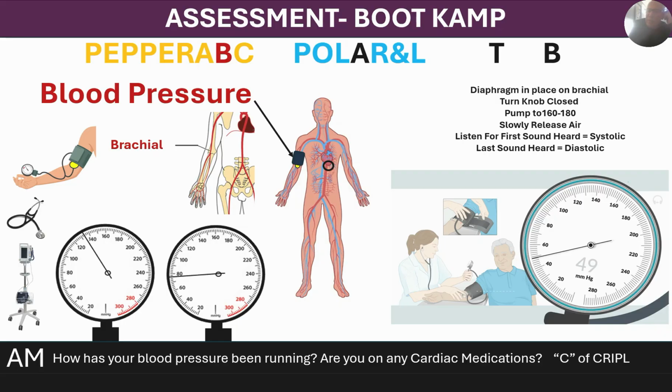Now we're moving towards the M of SHAMLD. So the S was the statistics, the H was the history, the A is the assessment, and then M is the medications, and that's called CRIPPLE. C for cardiac, and then that's our first question. We're doing a blood pressure, so let's ask them about some cardiac meds. We'll ask them how their blood pressure's been running, and are you on any cardiac meds? Then we move to the next one.